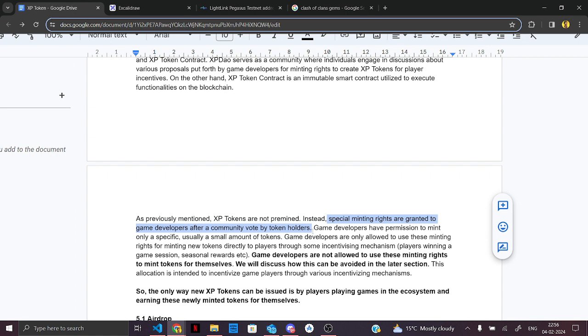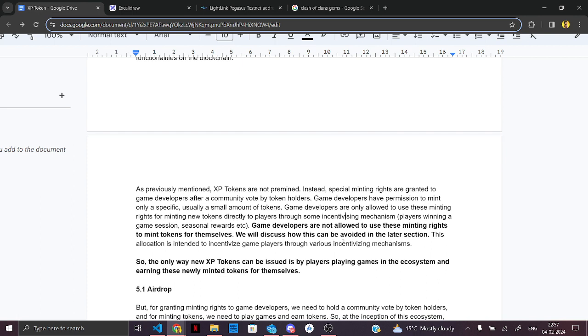Long story short, the only way to earn XP tokens, and by earning I don't mean taking these tokens from someone else, is this: when you earn tokens, it means these tokens are newly minted for you. Like in Bitcoin, when you earn Bitcoin, you are not taking it from someone, but the system creates new Bitcoin for you. The only way you can earn Bitcoin is by mining. So the only way you can earn XP tokens is by playing games. I'll explain how we make this possible.